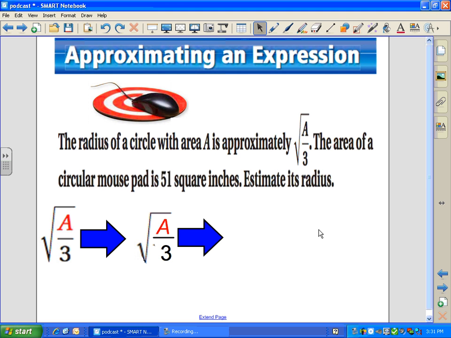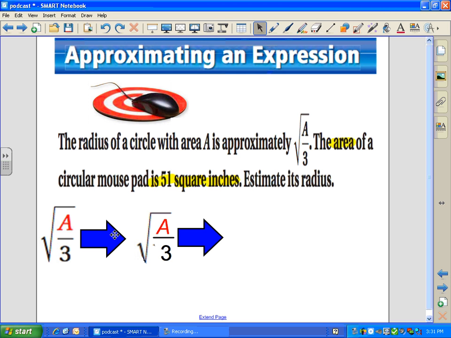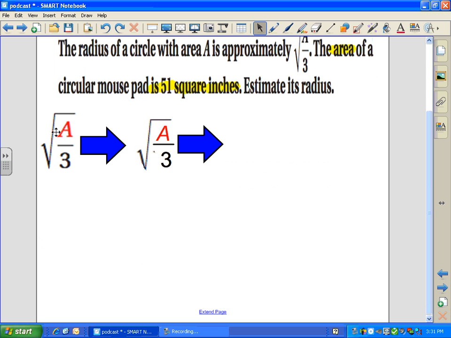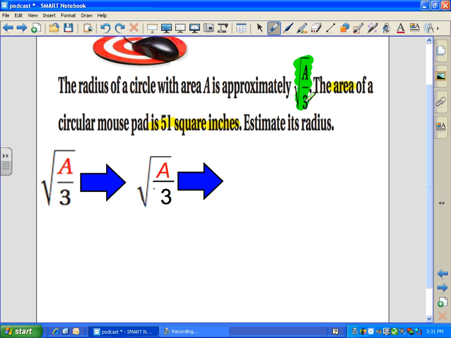Approximating an expression. The radius of a circle with an area A is approximately the square root of A over 3. The area of a circular mouse pad is 51 square inches. Estimate its radius. Important information: area is 51 square inches. So here's my formula, the square root of A over 3. Where did I get it from? Right here. I'm not smart enough to make this up, guys. Just go back and get it from the problem.